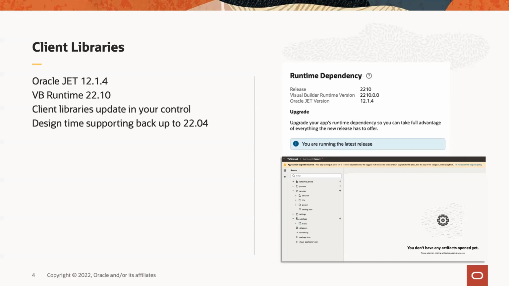And just like with every release, we are not automatically updating your client runtime libraries. If you want to get those new functionalities, you go into your application settings, there's a little update button, and you can click the update and we will automatically update your application to pick up the new version of the JET and Visual Builder runtime.